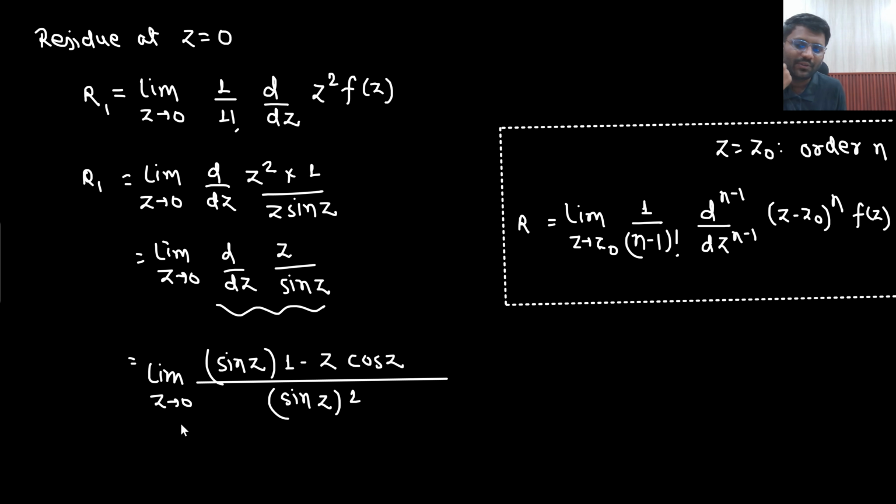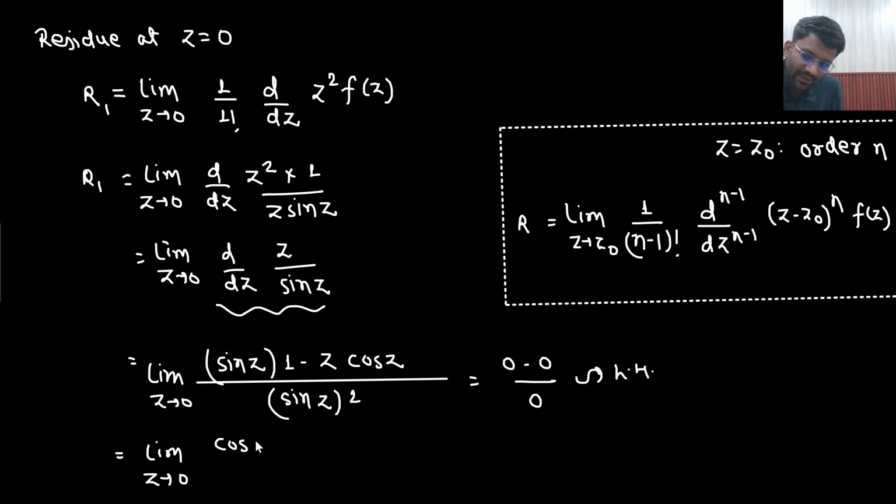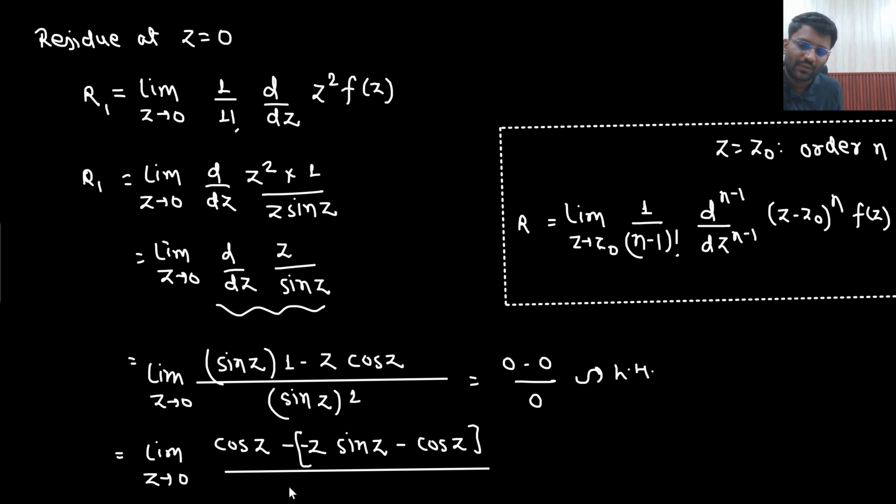So what will you do now? You will put z tending to 0. If you put z tending to 0 here, what are you getting? Sin 0 is 0 only. 0 minus 0 divided by sin 0 is 0. Again, it is an indefinite form. That means you have to apply L'Hopital rule. So how will you apply L'Hopital rule? Differentiation of the upper side, what would that be? Cos z minus differentiation of this function. First as it is, differentiation of second, minus second as it is, differentiation of first, divided by differentiation of the downward side as well, 2 sin z cos z.